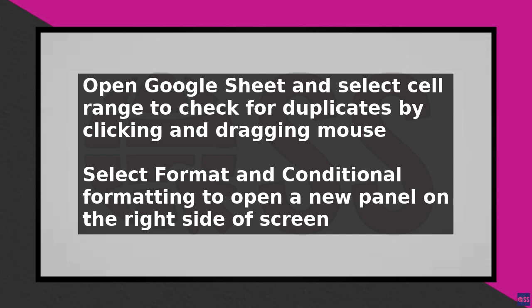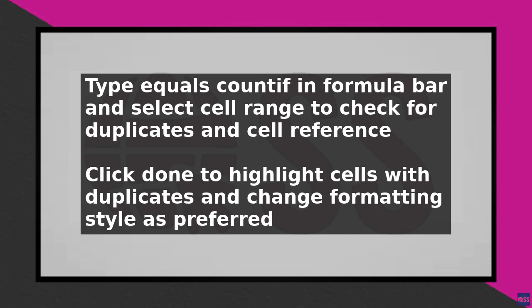Next, go to the menu and select Format. Then Conditional Formatting. A new panel will appear on the right side of your screen. In this panel, select the Format cells if drop-down and choose Custom Formula is. In the formula bar, type =COUNTIF and then select the range of cells you want to check for duplicates, followed by a comma and then the cell reference of the first cell in the range.